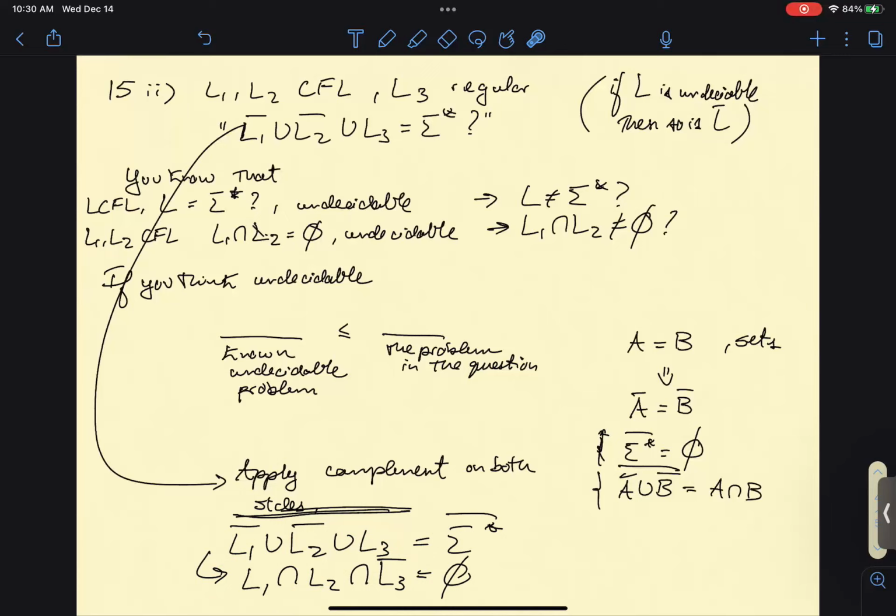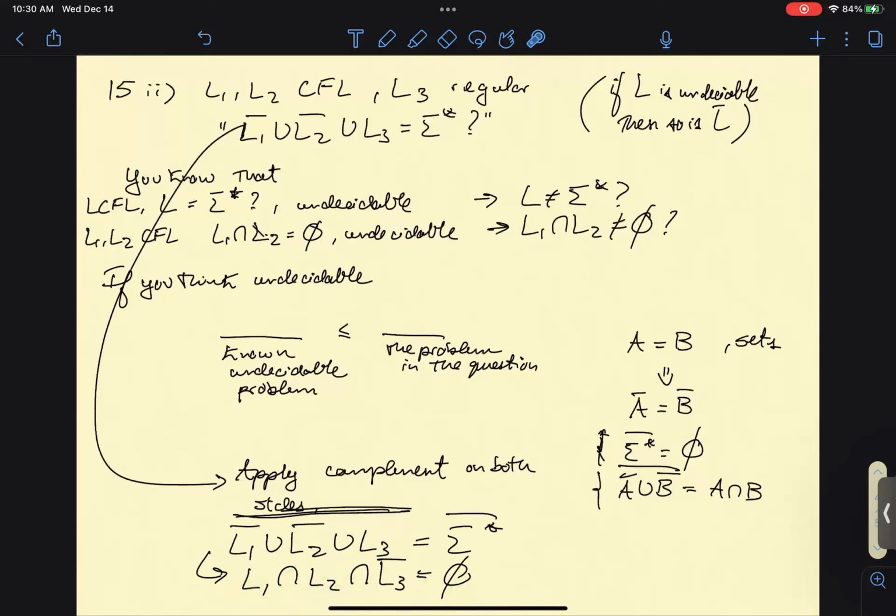But then you get CFL equals empty. I see. You're saying this is CFL, and this is CFL, and then the intersection, right? You get, right, very good. So you have context-free language intersect context-free language equals empty set, and that's very good.